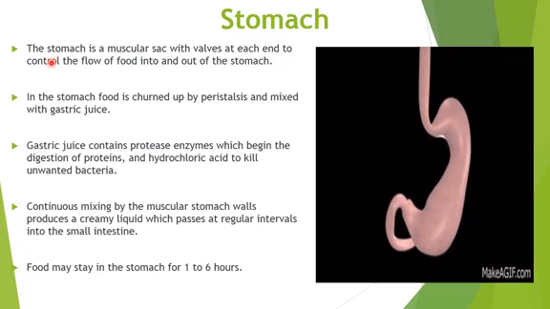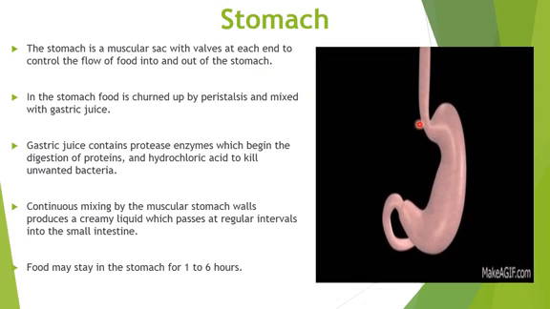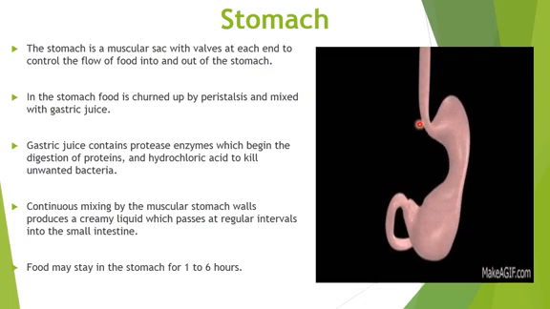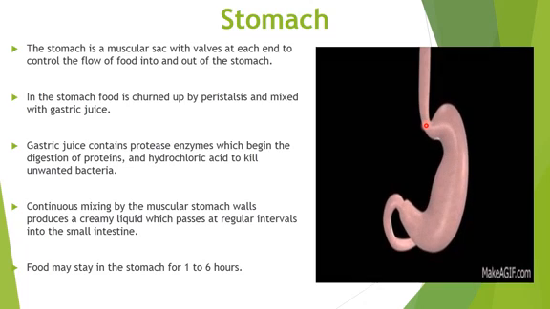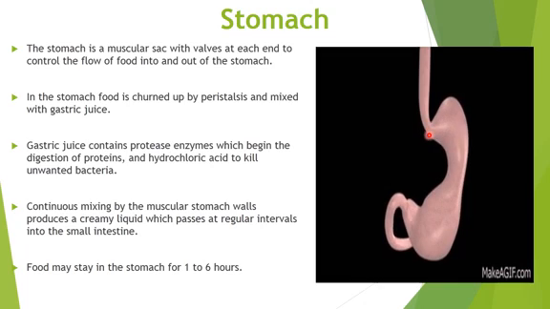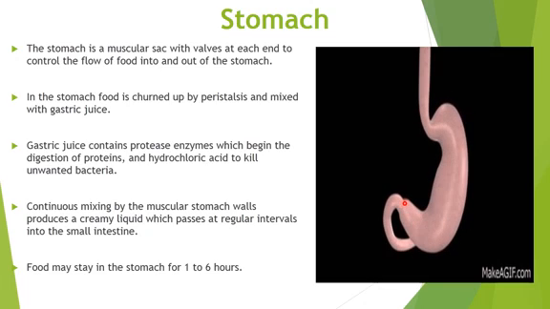The stomach is a muscular sac with valves at each end to control the flow of the food into and out of the stomach. It's a very important point to understand that there are valves on both ends of the tube. You can see I have pointed here at the beginning of the stomach where it is connected to the mouth side. One valve is connected here and the other valve is connected at that point where the intestine is connected to the stomach.